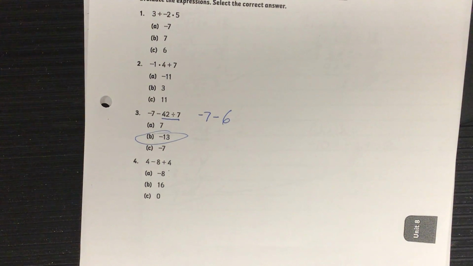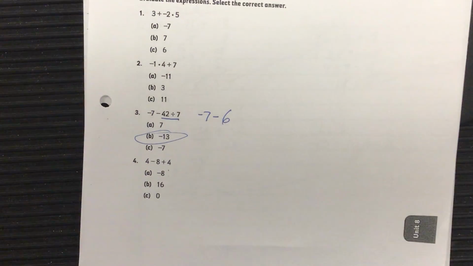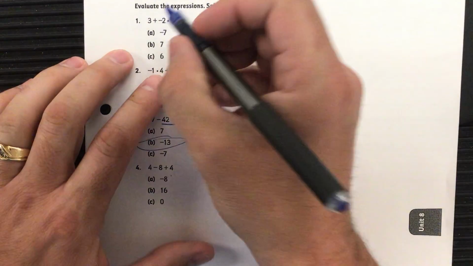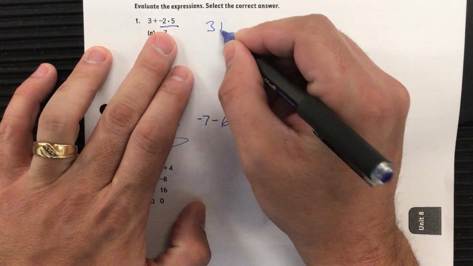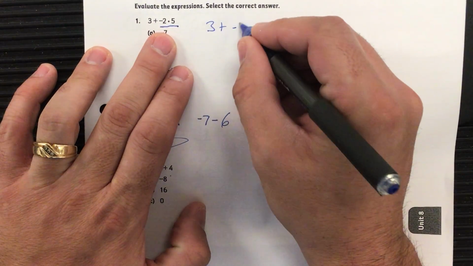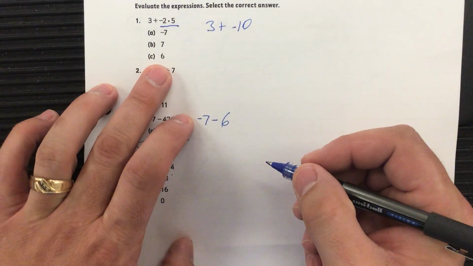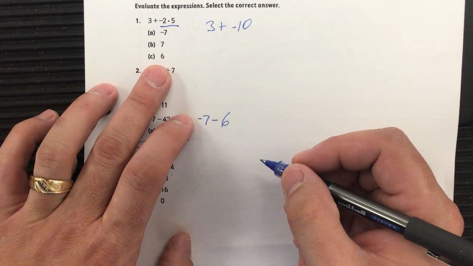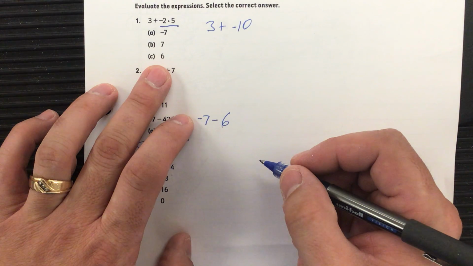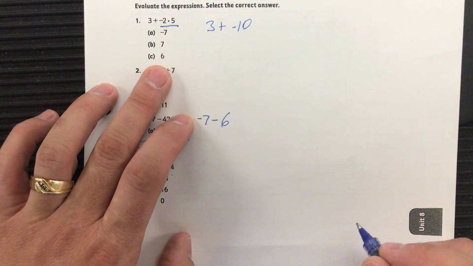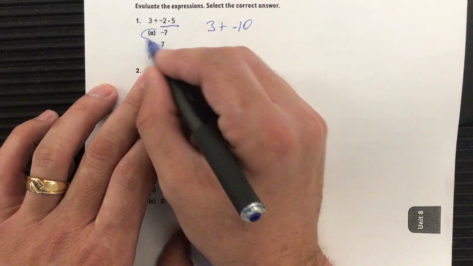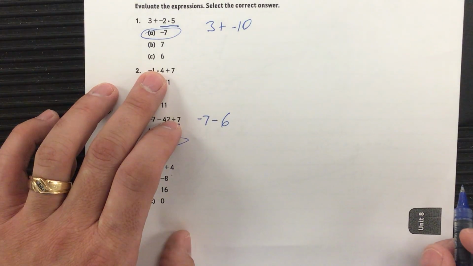All right, hopefully that's enough time. Caleb, why don't you take the first one? What do we have to do first, add or multiply? No, you have to multiply. 3 plus negative 2 times 5 is a negative 10. What's 3 plus a negative 10, Caleb? 3 plus negative 10 is negative 7. Yeah, that is multiple choice. That is the only one that's negative.